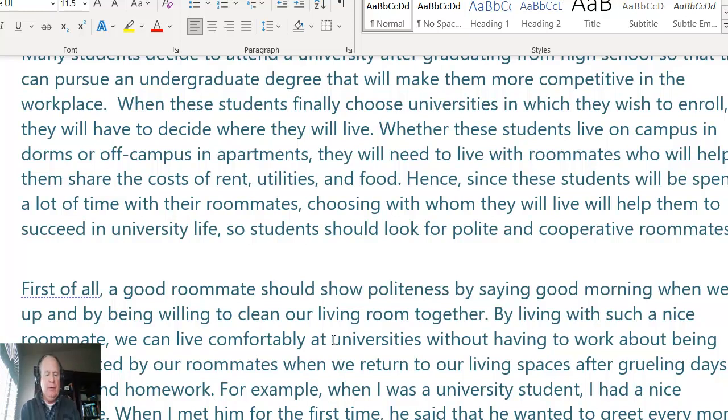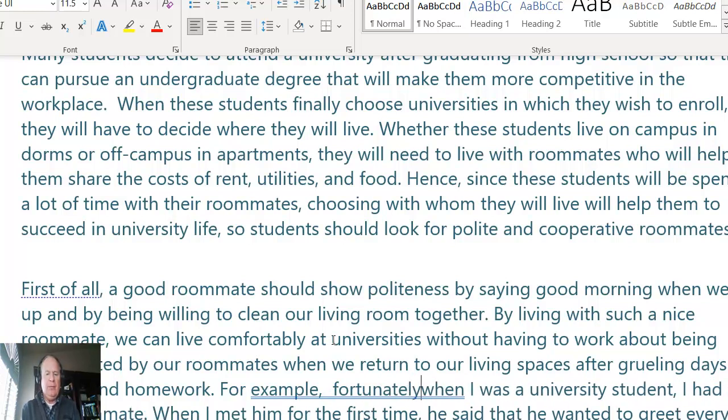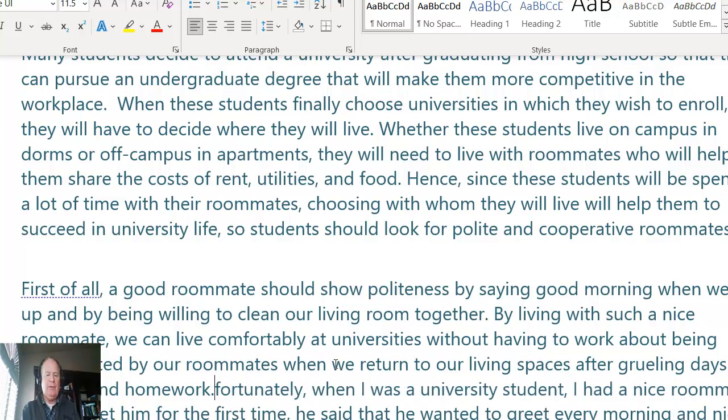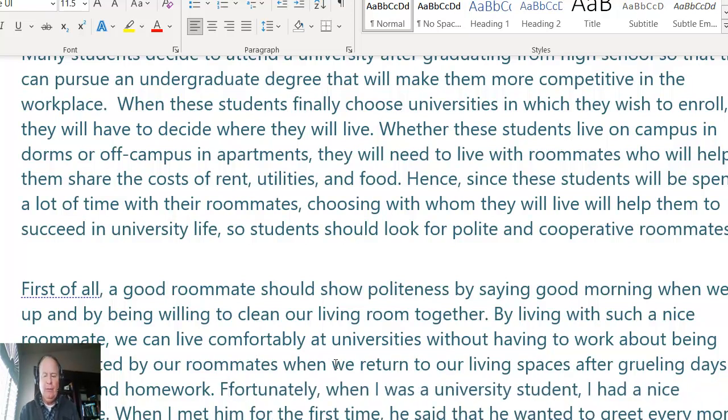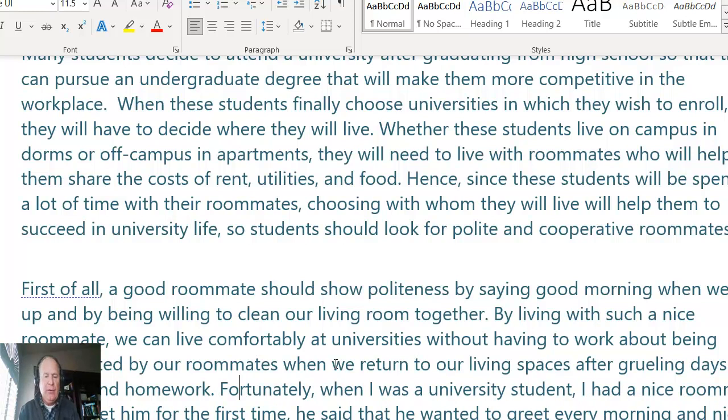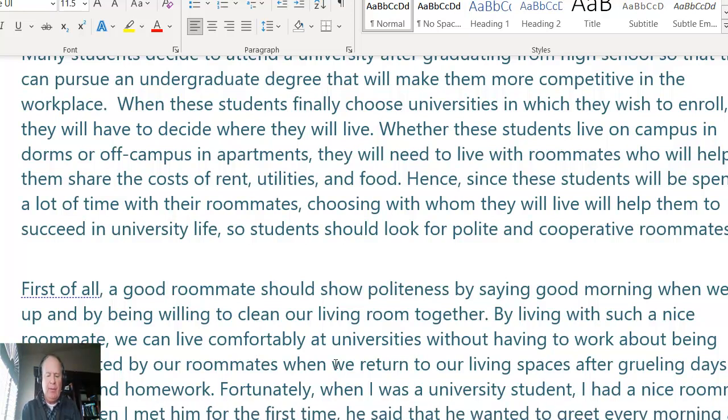For example, you can say, I would put something like, fortunately too. I'm going to put fortunately here instead of for example. You can use that, nothing wrong with that, but fortunately when I was a university student, I had a nice roommate. That's a short sentence. You can have short sentences every now and then, but it shouldn't be the norm.